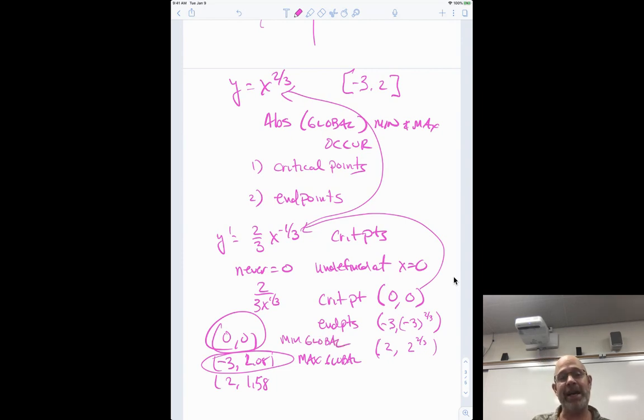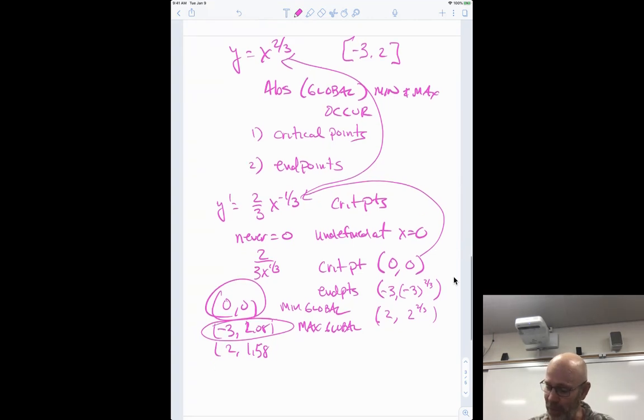So again, process: find the critical points, derivative equaling 0, derivative undefined. Don't forget the undefined. People forget that. And then find the endpoints, and your globals will be at one or the other. By the way, this one right here is also called a local minimum.